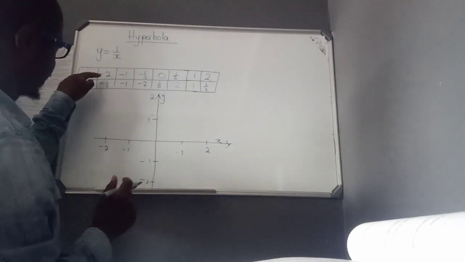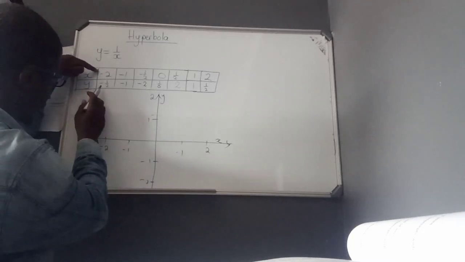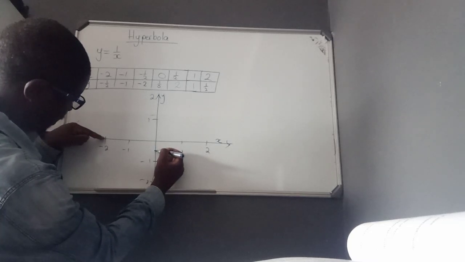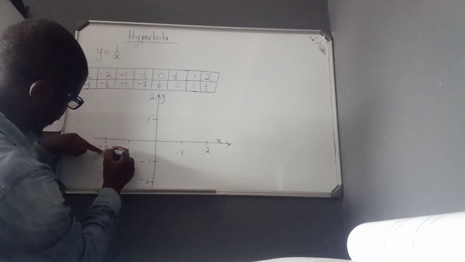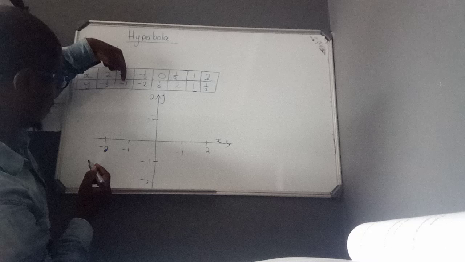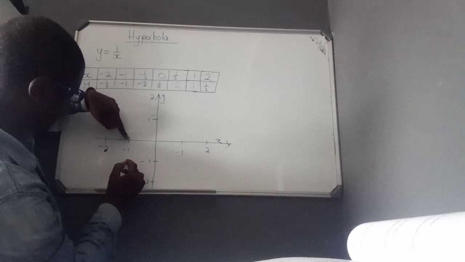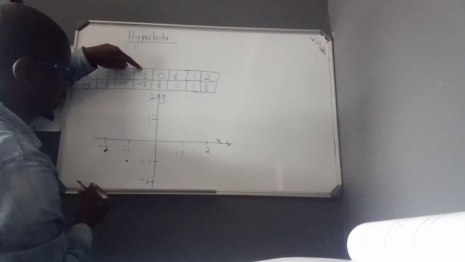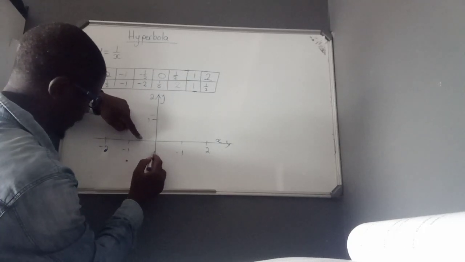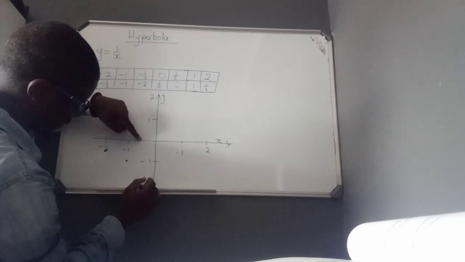Now, let's plot these points. When x is -2, y is -half, so I have a point lying somewhere around here. Then -1 and -1, I have another point here. Here I have another coordinate, -half and -2.